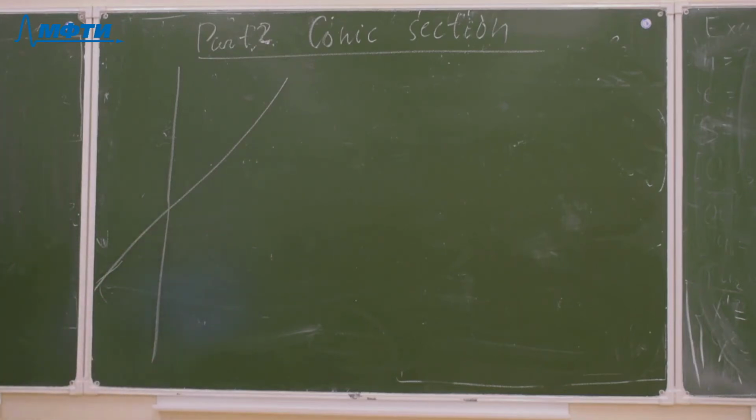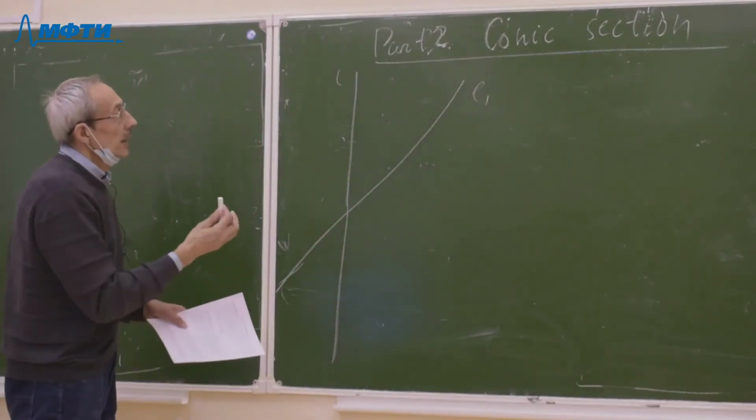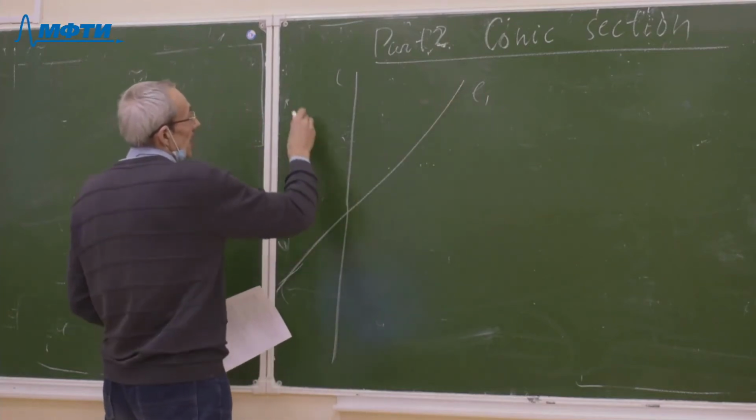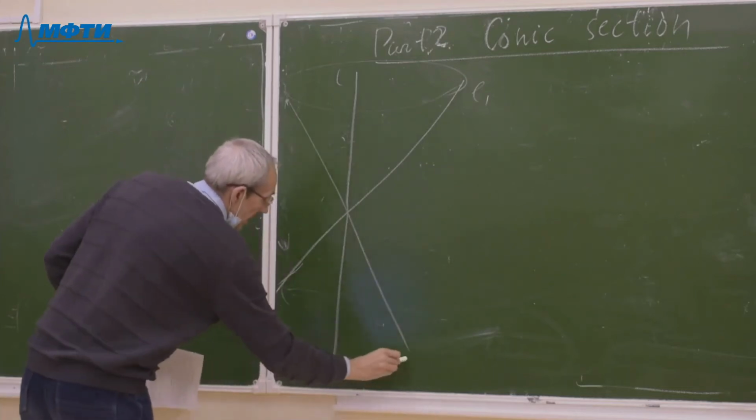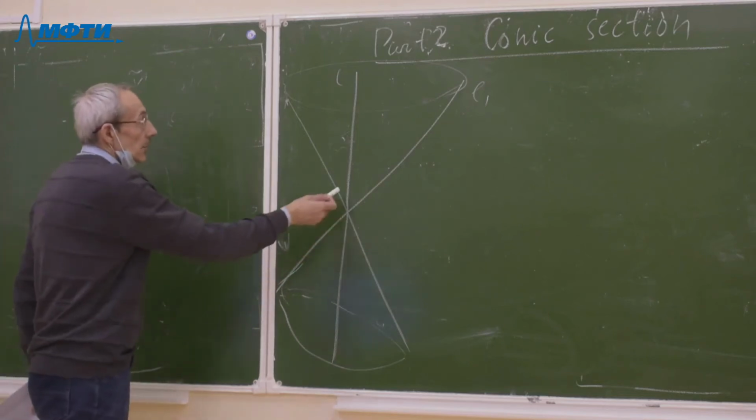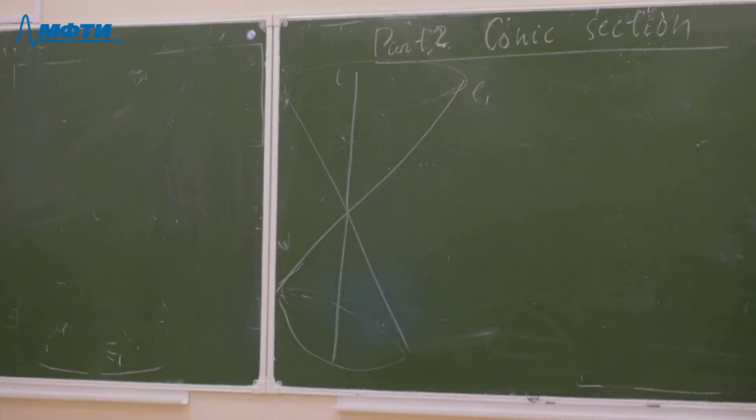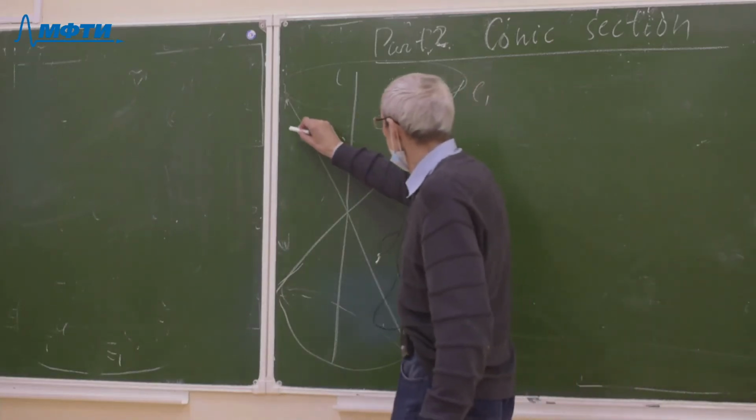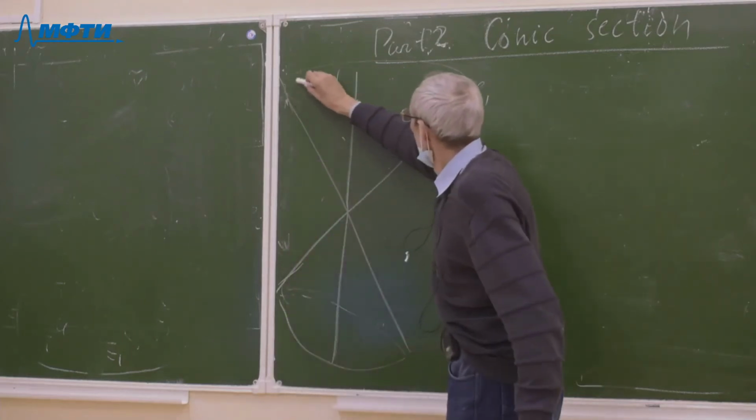We have in space two intersecting straight lines, one of them L and the other L prime. Let's rotate L prime around L, and in this case we obtain a so-called cone. And let's consider some plane which intersects this cone.